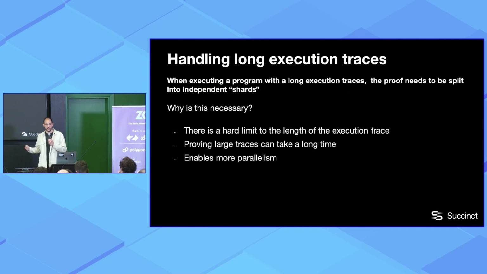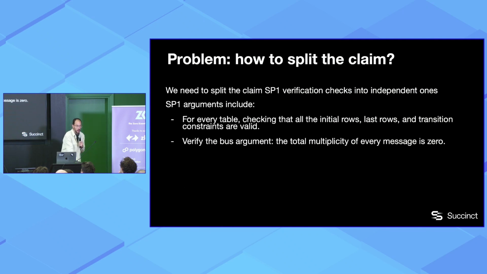Also, proving large traces takes a long time. There are asymptotics that are unfavorable for large traces. And most importantly, in practice, more parallelism is enabled with smaller shard sizes. For example, we use 2 to the 19 right now as default. You can change it, it's just a variable. Then you can prove stuff in parallel, and it's almost completely parallel, we'll see. Basically, you can enable more parallelism, control latency, and lower your costs. Now, how do we split the claim?